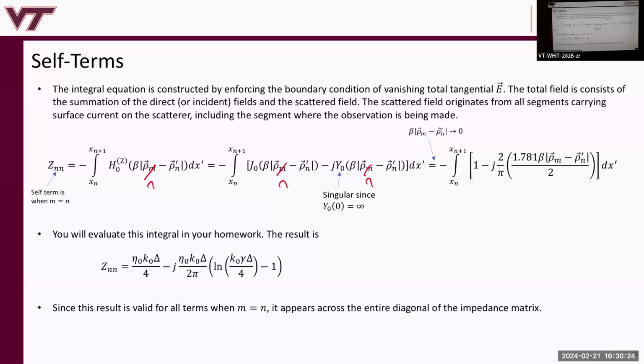And what is the Hankel function of order 2? That's equal to J0 minus j Y0, right? We know Y0 is equal to infinity when its argument goes to 0. So this becomes 1 minus j infinity. So it's singular. All right, so what can we do to move forward with this problem?